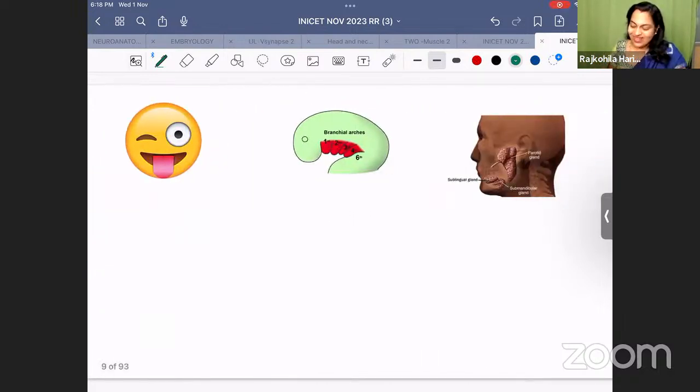Now, how to remember this in a simplified way: the cranial nerves related to each column. A lot of MCQs are related to this topic. Just be with me for another 2 to 3 minutes, and we'll finish off this topic.